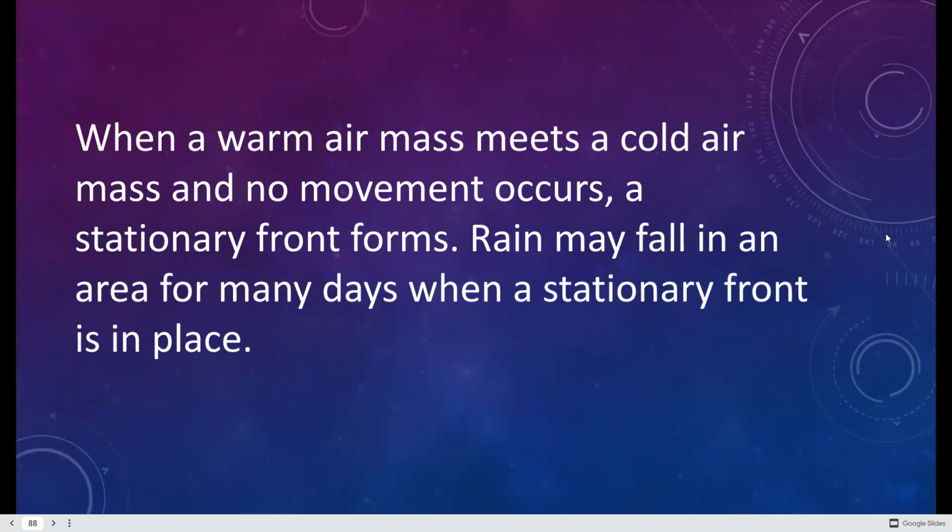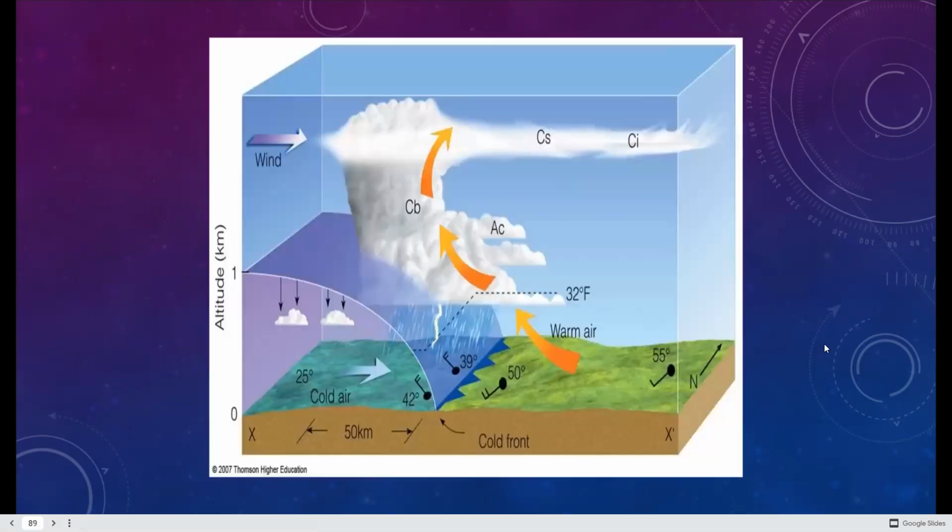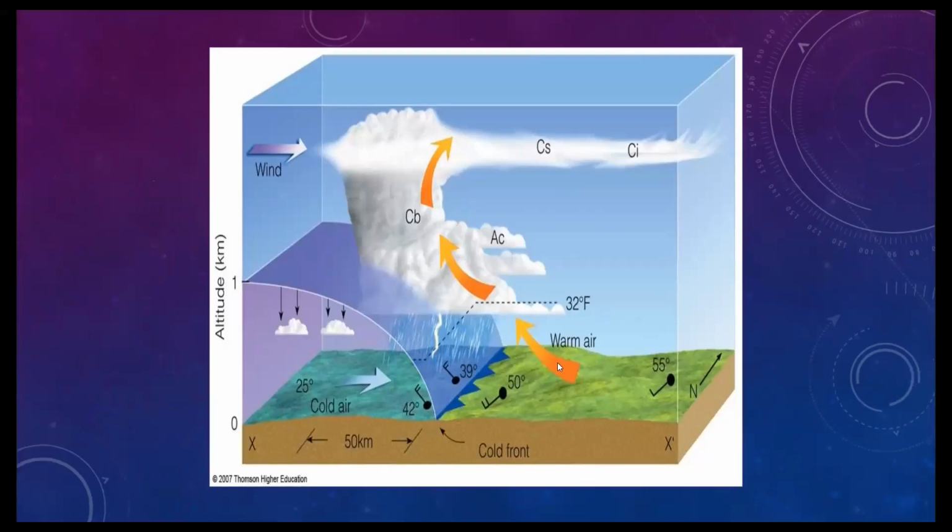Rain may fall in an area for many days when a stationary front is in place. There's a possibility that a particular place is raining all throughout and other areas are not raining, because the front stays at a particular place. This is an illustration for a cold front. Cold air now replaces the warm air.